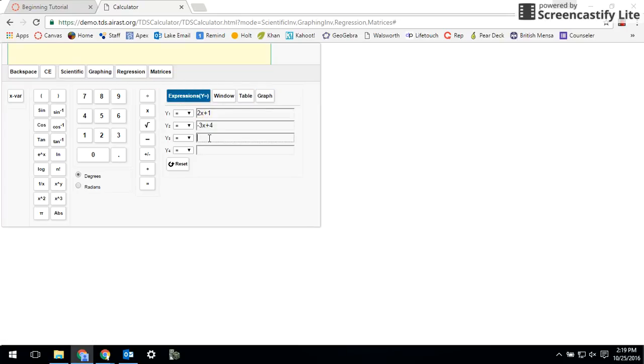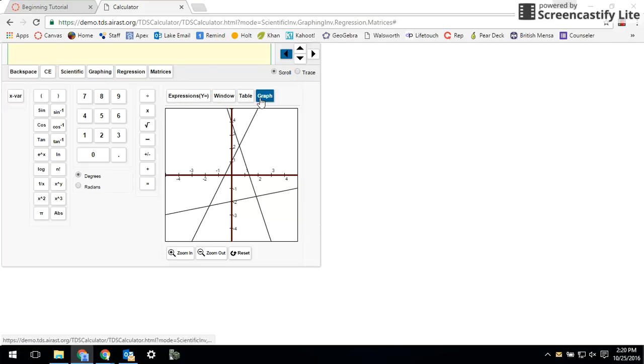And then lastly, I want you to plug in 1/5 x minus 2. Now, if I'm going to do a fraction like 1/5, I've got to start with a parenthesis 1 divided by 5. That gets us our 1/5 and our parentheses x variable minus 2. And now when I go here to graph, you're going to see all three on the screen together.